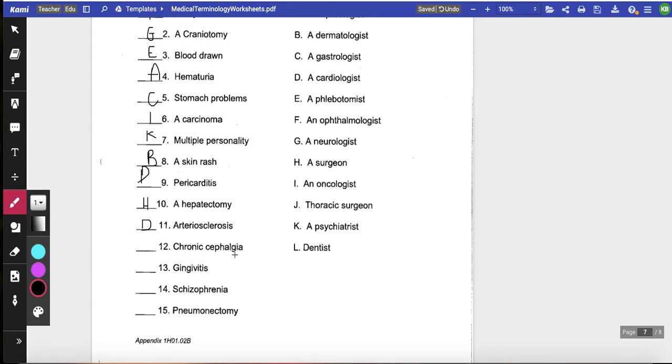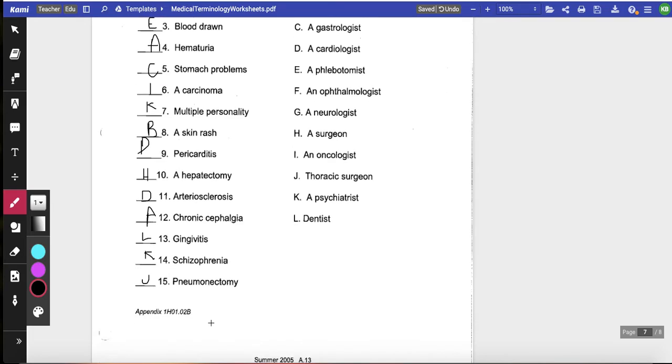Chronic cephalgia, we know that cephal means head, so I'm going to go ahead and say a neurologist again. Gingivitis, inflammation of the gums. Dentist. Schizophrenia, that'd be a psychiatrist. And then a pneumonectomy, that is going to be a thoracic surgeon, because if you're going to have a lung removed, that's who you're going to want to see. Alrighty, so we reviewed that page.